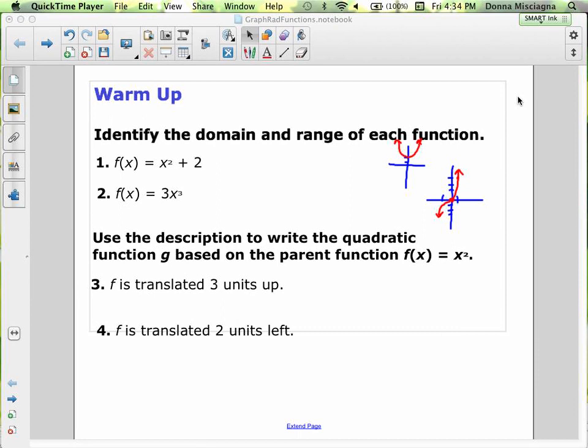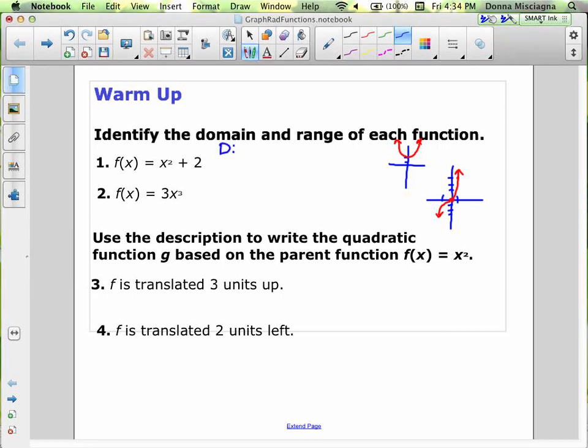All right, so first I wanted to go over those warm-up questions that you answered. Identify the domain and range of each function. Well, hopefully you remember that for polynomial functions, their domain is all real numbers. There's no number that we can't raise to a power or multiply some constant by or add something to. So the domain for both of these was negative infinity to infinity.